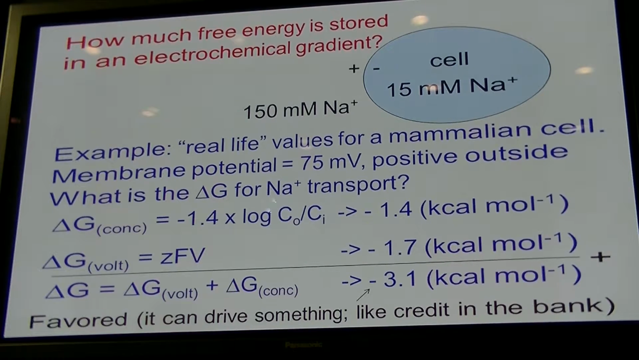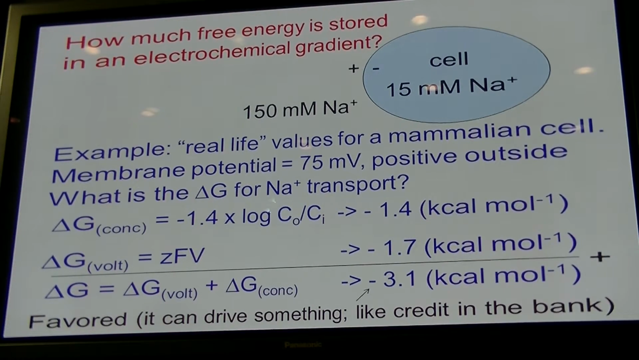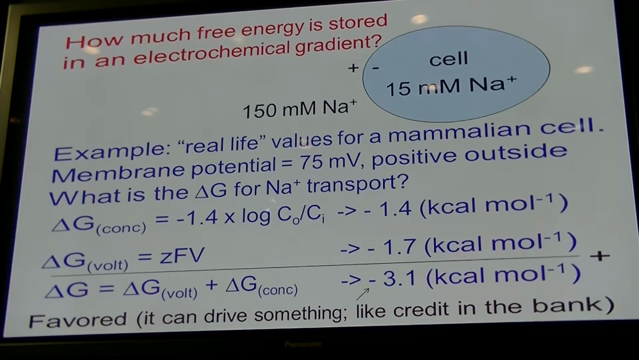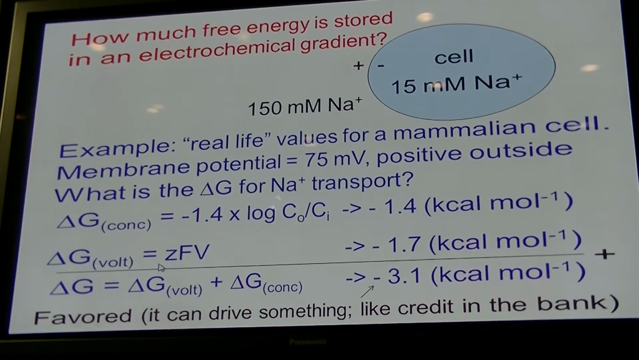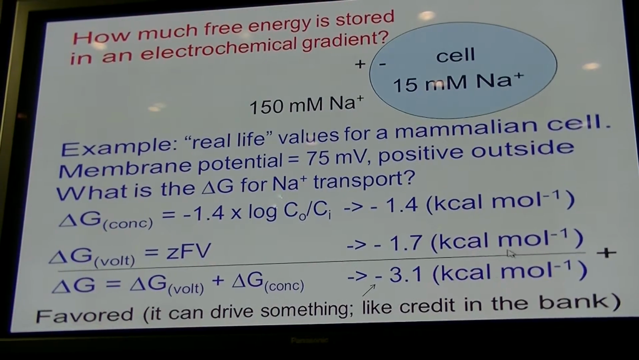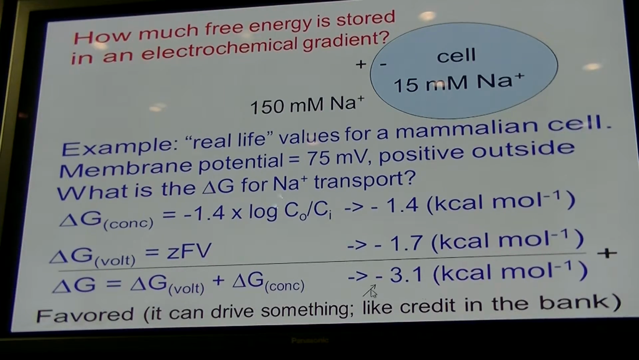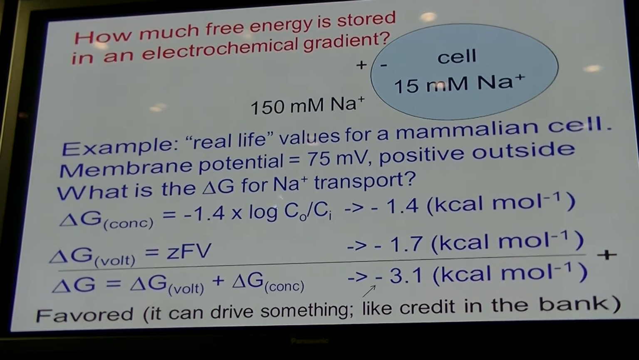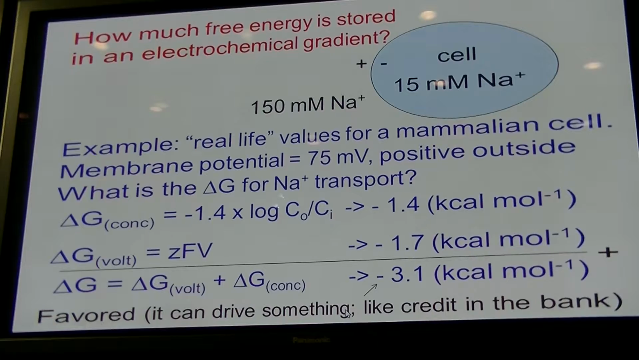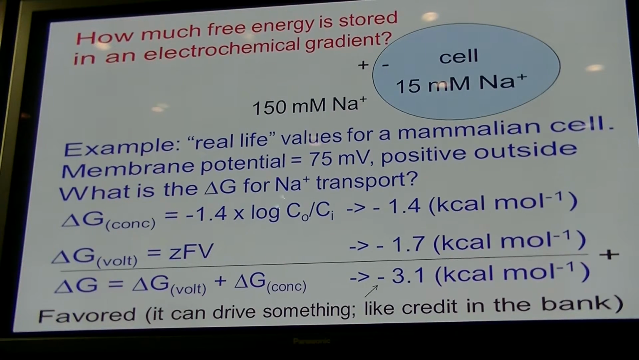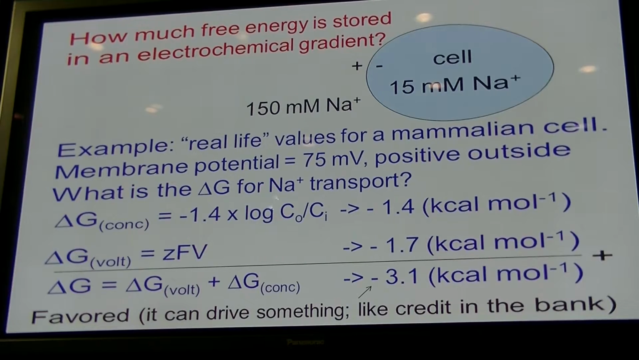Now, unless, of course, we have a chlorine ion that we want to move into the cell. Then it's actually not favored. Then we will get a positive delta G for the membrane potential, if that would be the case. Okay, so now we can just add these two up. We do that, and there you go, negative 3.1 kilocalories per mole. So the negative number tells us that the flow of sodium is indeed favored. It can drive something. We can say this system is like having some credit in the bank. It allows us to do something. It allows the cell to do work.